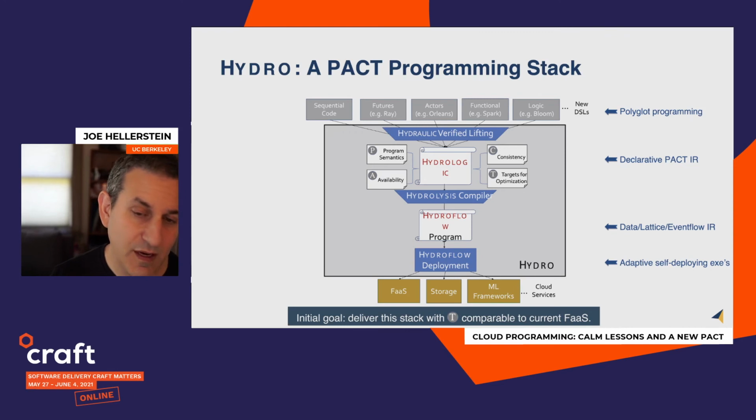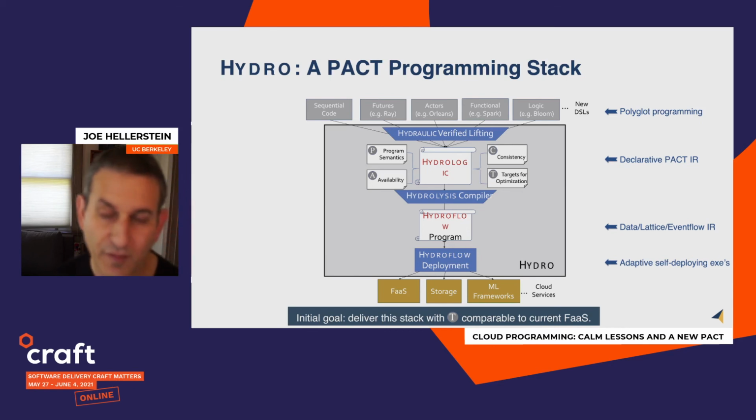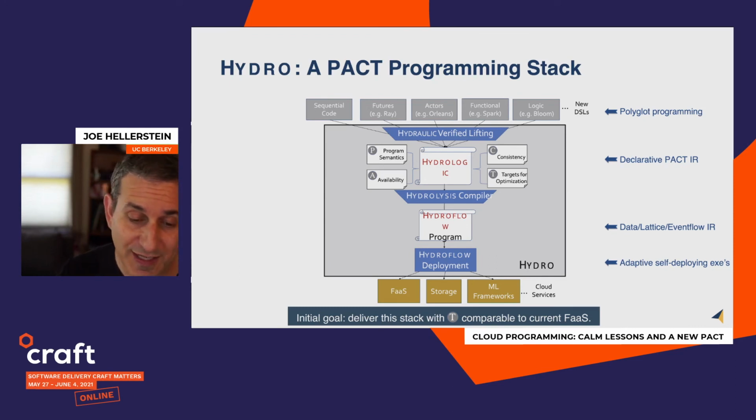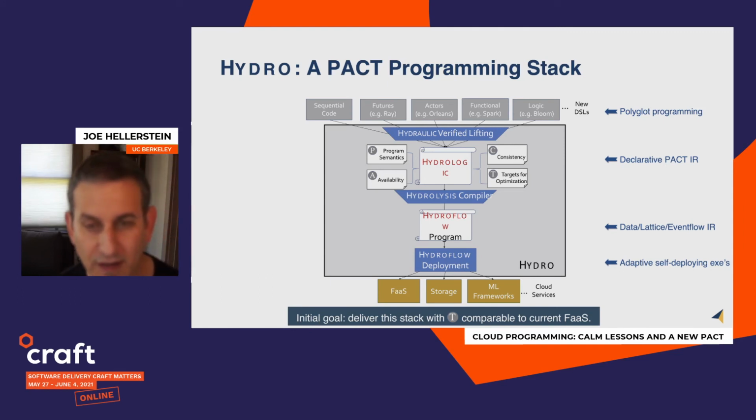And our goal to start, our modest goal, is to deliver this with performance that's at least comparable to current functions as a service offerings like AWS Lambda. And you'll remember from early in the talk, I said those systems can be pretty slow. So we're actually setting the bar pretty low, but it's a bar that people are willing to use and pay for right now. So we feel like that's a fine place to start. And of course, we hope that the whole compiler stack will improve from there.